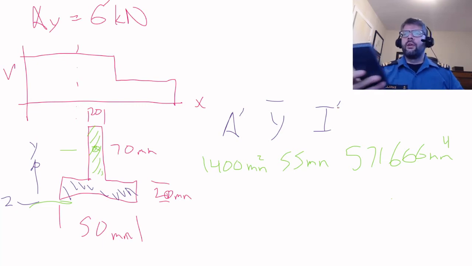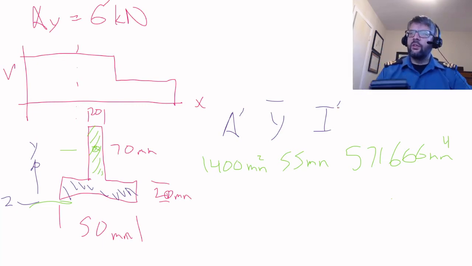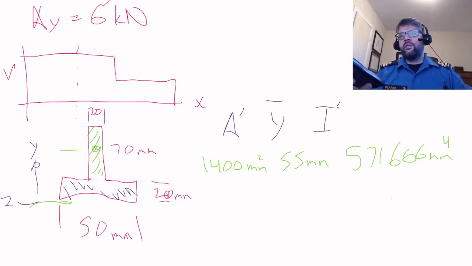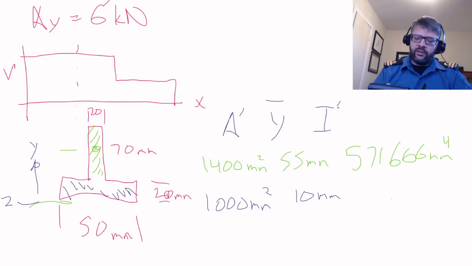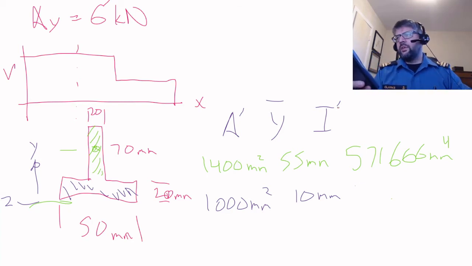For the purple one, same idea, area is 50 millimeters times 20 millimeters, so 1,000 millimeters squared. Its y bar measured from the base is 10 millimeters, and then its I component, 20 to the third times 50 divided by 12, so that'll be 33,333 millimeters to the fourth.